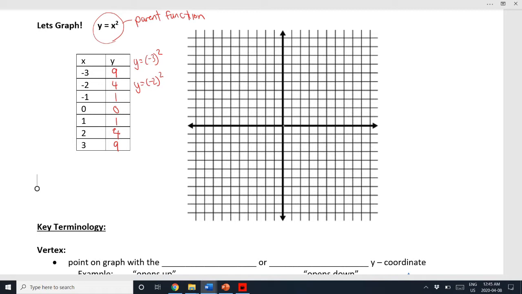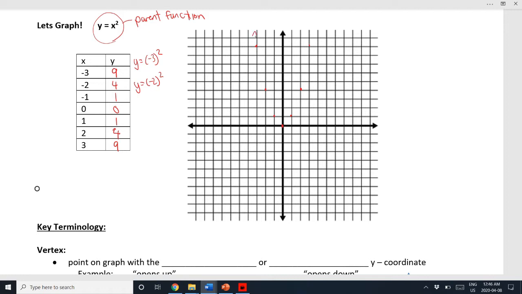So our first value is going to be negative 3, comma 9. So negative 3, so 3 across and 9 up. 1, 2, 3, 4, 5, 6, 7, 8, 9. So that's our first point. Our next point is going to be negative 2, comma 4. So we're going to come across 2 and up 4. 1, 2, 3, 4. Then we have negative 1, comma 1. Then we have 0, comma 0. Then we'll have 1, comma 1. Then 2, comma 4, then 3, comma 9.